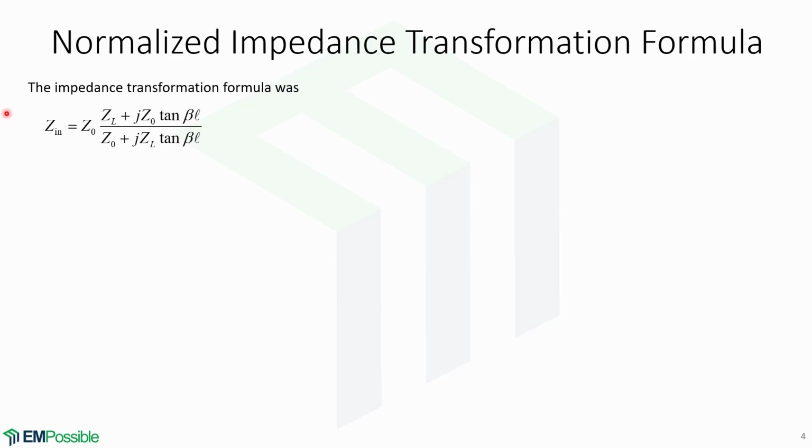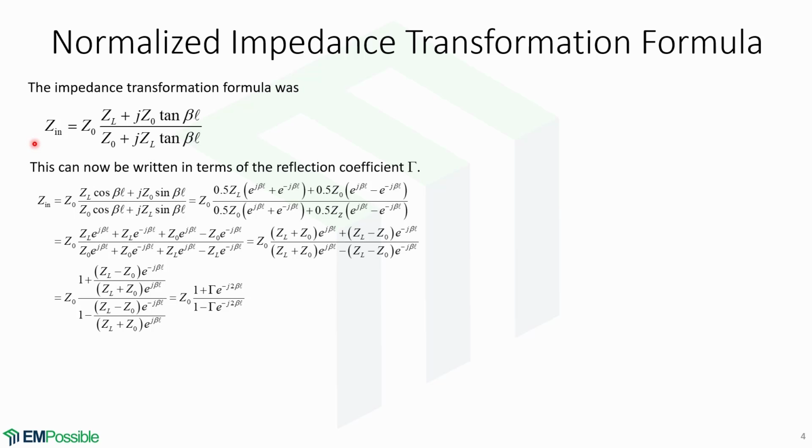Recall in previous lectures that the impedance transformation formula was given by this expression. This formula can now be written in terms of the reflection coefficient gamma. Using some trigonometric identities and some algebra manipulation, we arrive at the normalized input impedance in terms of the reflection coefficient.